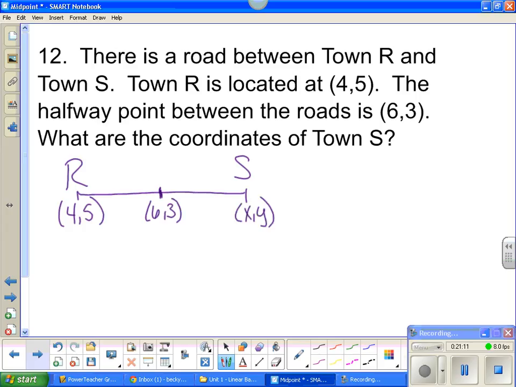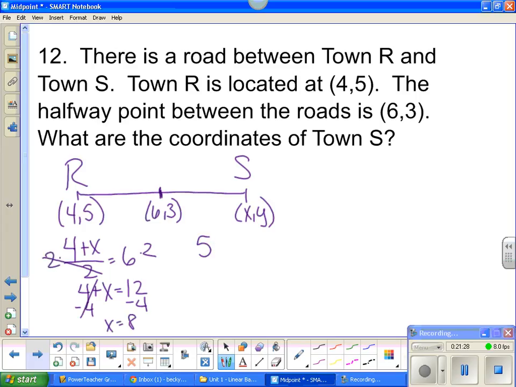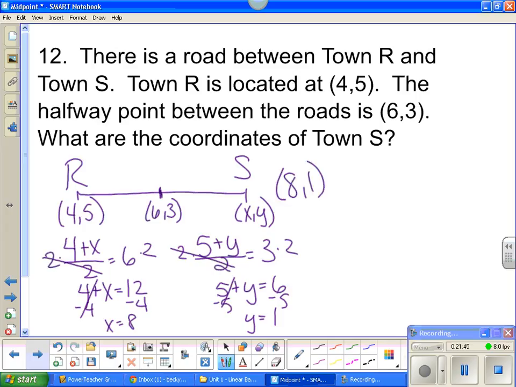So again, I'm going to set up my endpoints. So 4 plus x over 2 equals 6. Multiply both sides by 2. And subtract 4. And then set up my y's. So 5 plus y over 2 equals 3. Multiply both sides by 2. Subtract 5. So town S is located at 8, 1.